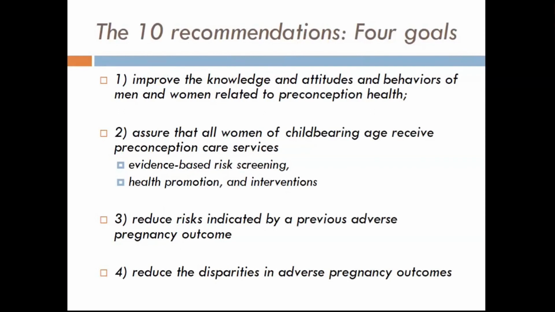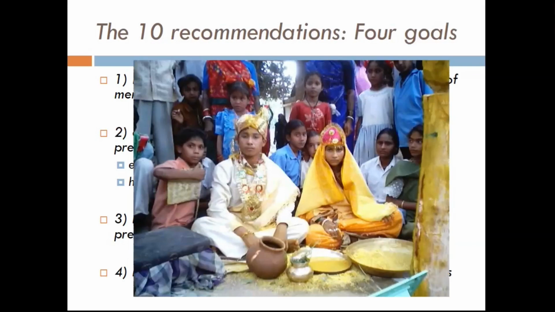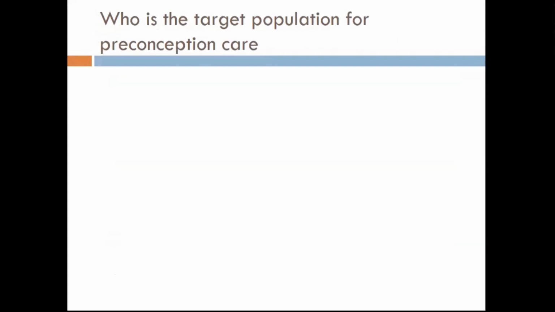So these are 10 recommendations, but there are 4 goals: to improve the knowledge, attitudes and behaviors of men and women related to preconceptional care; to assure that all women of childbearing age receive preconceptional care services, which is evidence-based risk screening, health promotion and intervention; to reduce risk initiated by a previous adverse pregnancy outcome; and to reduce the disparities in adverse pregnancy outcome. So these are the overall 4 goals of preconceptional care, but in our country, we are more focused on child marriage than anything else. So who is the target population of preconception care?